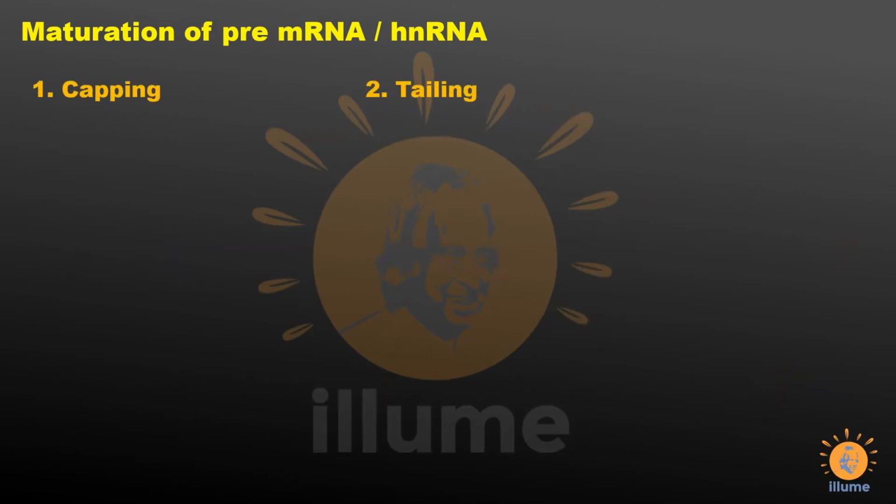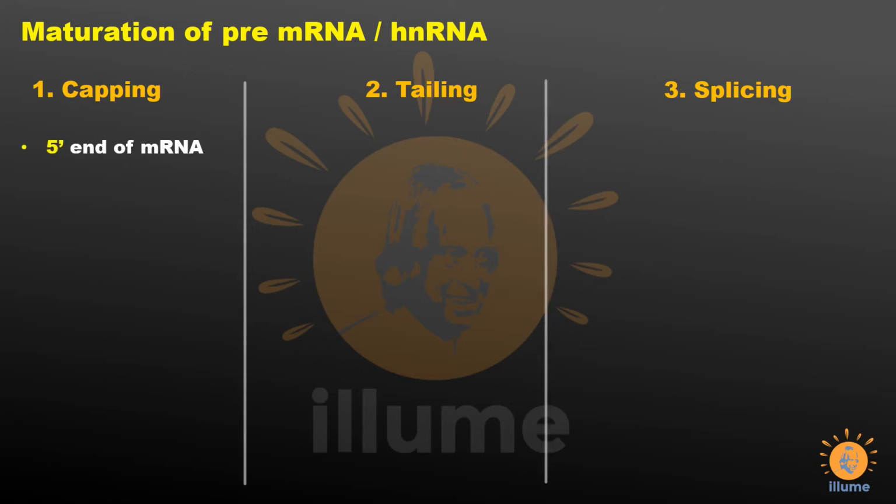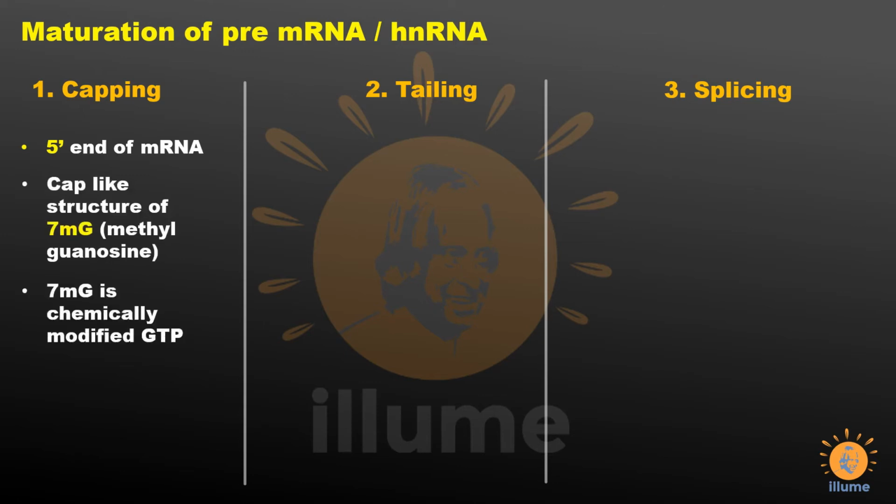Now I will discuss these three steps, capping, tailing and splicing, in a single slide. See, capping occurs at the 5' end first of all. It is a cap-like structure of 7-methylguanosine, as we studied. 7-methylguanosine is a chemically modified GTP, and capping is done with the help of an enzyme called guanyl transferase. As I have already told you, the names of enzymes depend on the substrate and the process they do. So this is called guanyl transferase because it transfers guanyl, that is guanosine.